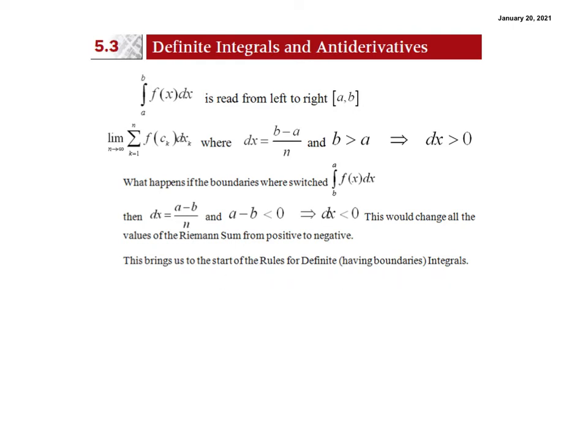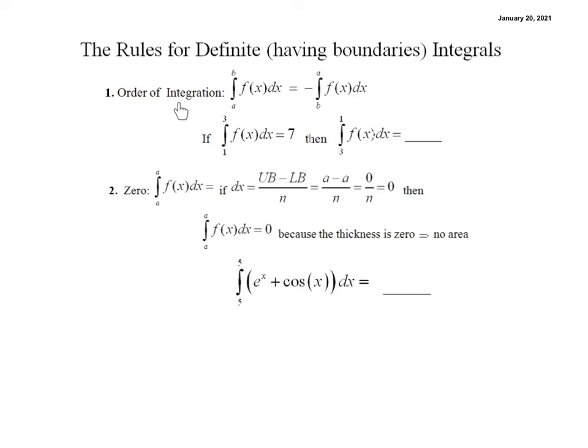So let's get to them. Our first rule is the order of integration rule. The integral from a to b of f of x dx is always going to equal the opposite of the integral from b to a of f of x dx. So if this integral is positive, then when you switch the bounds and go from b to a instead of from a to b, that integral will be negative. So here's an example. If the integral from 1 to 3 of f of x dx is equal to 7, then the integral from 3 to 1 of f of x dx is going to be negative 7.